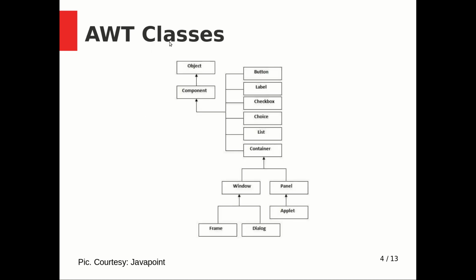This is the class hierarchy of AWT. The main class of AWT is what we call a component, and every other class is in fact derived from this component. There are classes corresponding to some independent controls like a button, label, checkbox, choice, list, etc. And there are some other classes which are of special interest, because these classes, container, window, panel, frame, dialog, will facilitate GUI programming using AWT in a beautiful way.